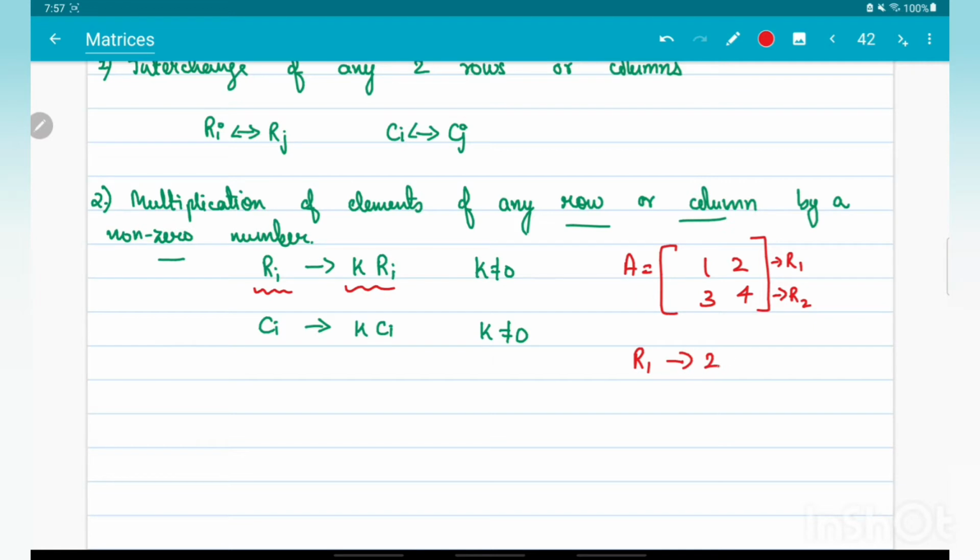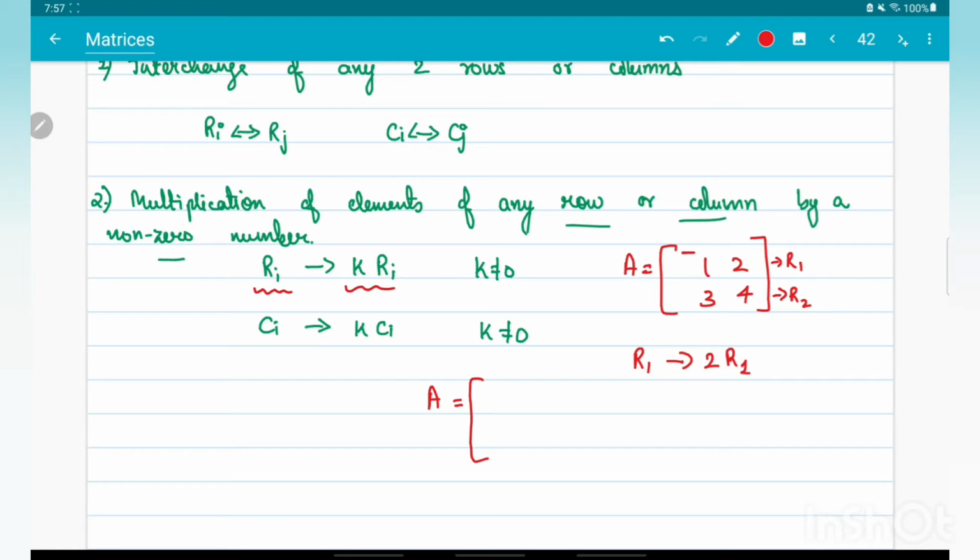Suppose let me multiply it with 2, and I can write it as 2r1. So this row 1 can be made in such a way that I can multiply all the elements of that row 1 with the number 2. Any number you can take, any constant number which is not 0. So if I multiply all the elements of row 1 with 2, what is my new row 1?